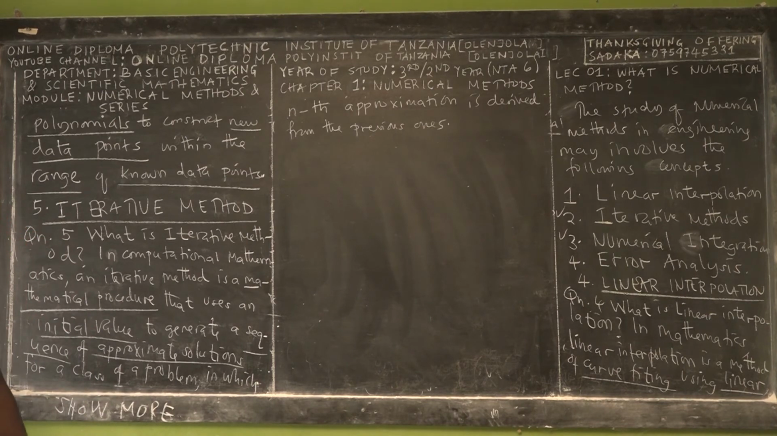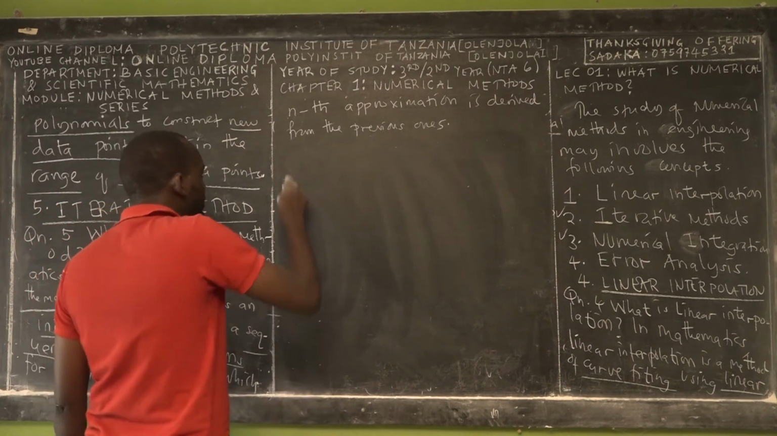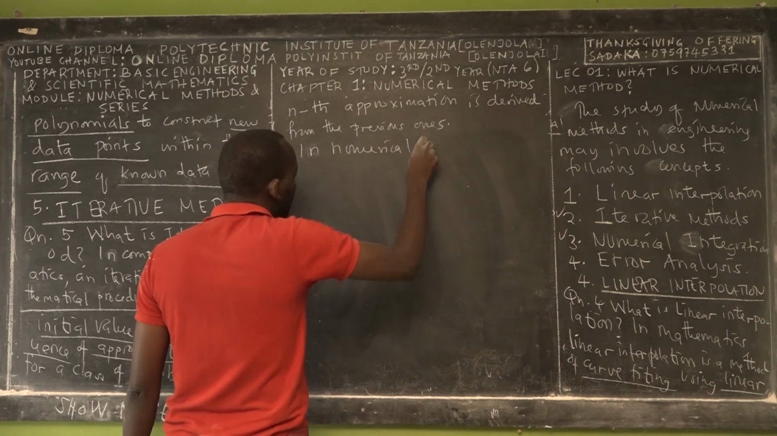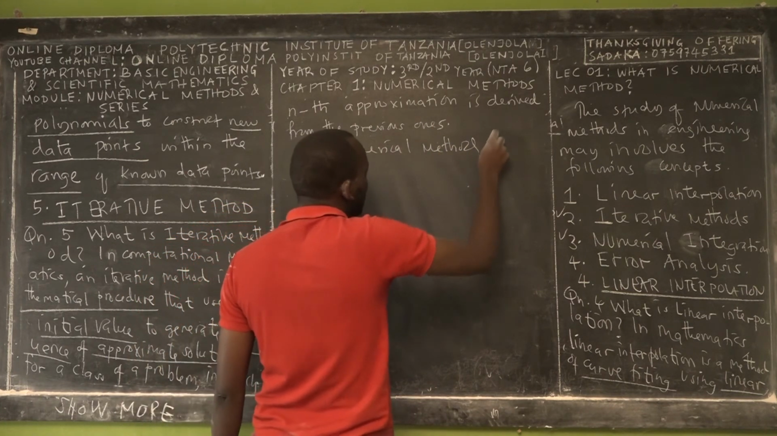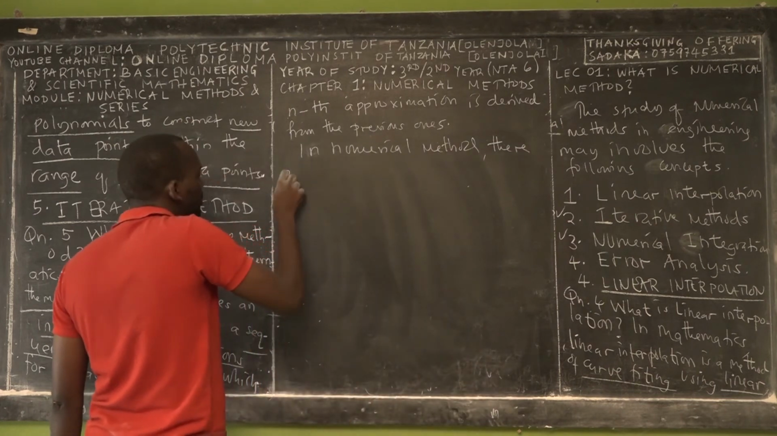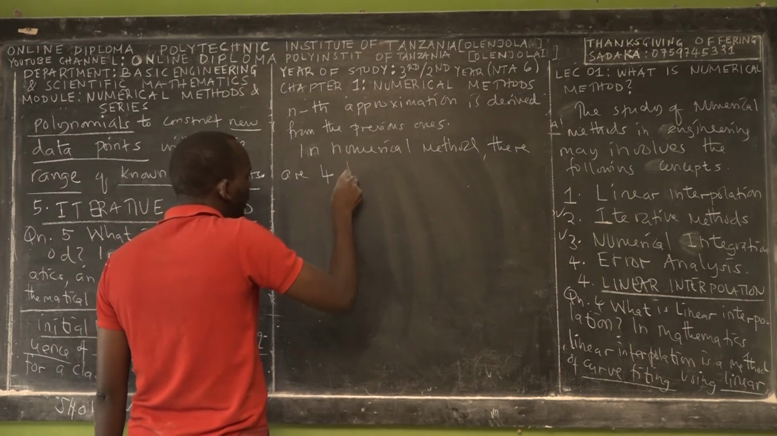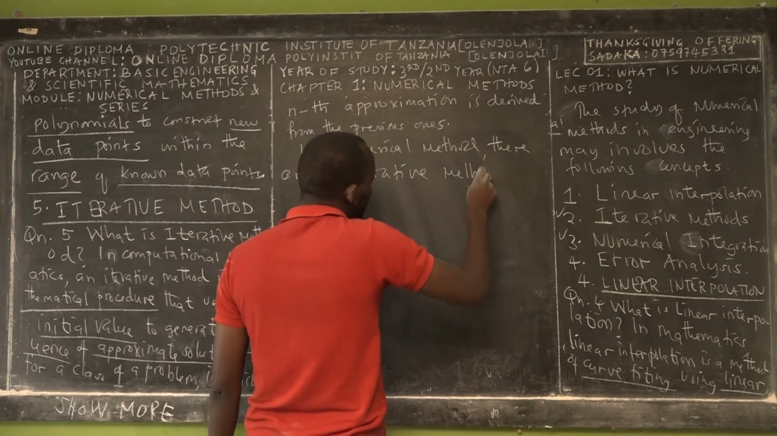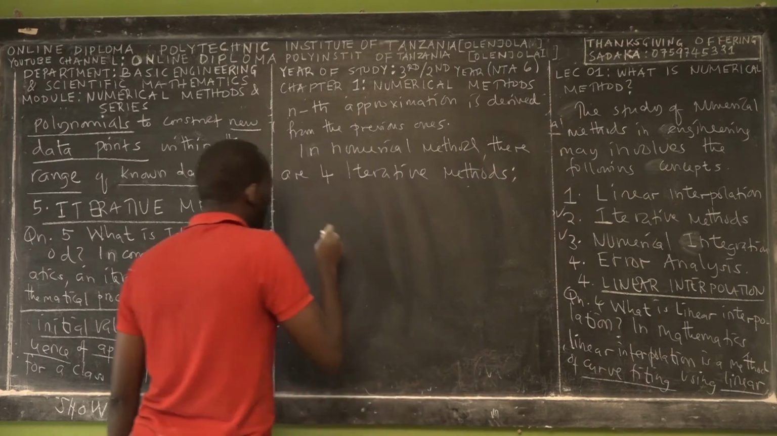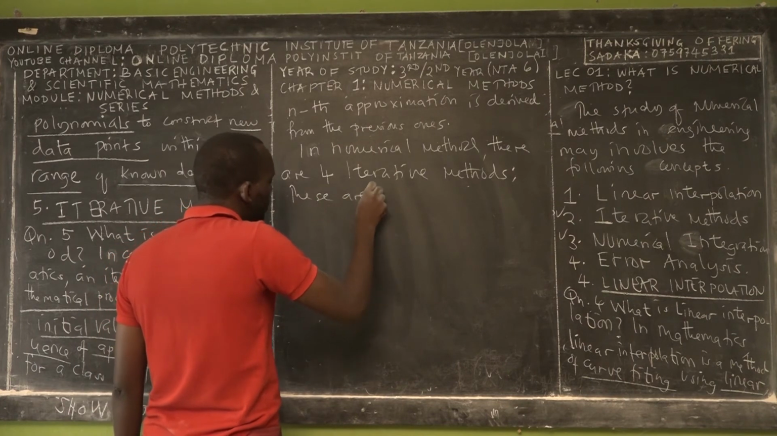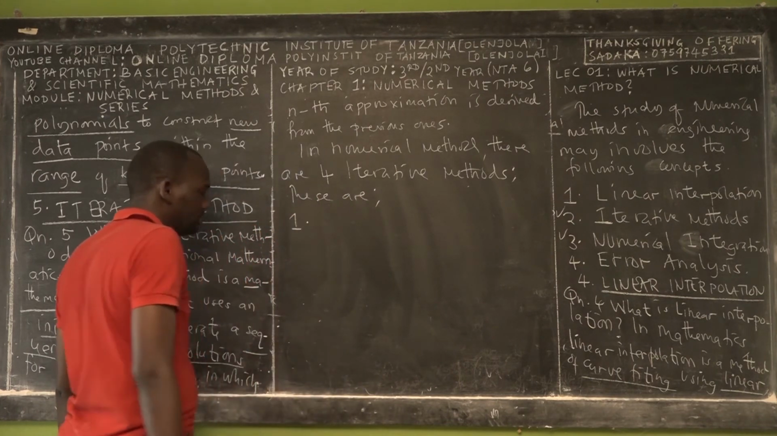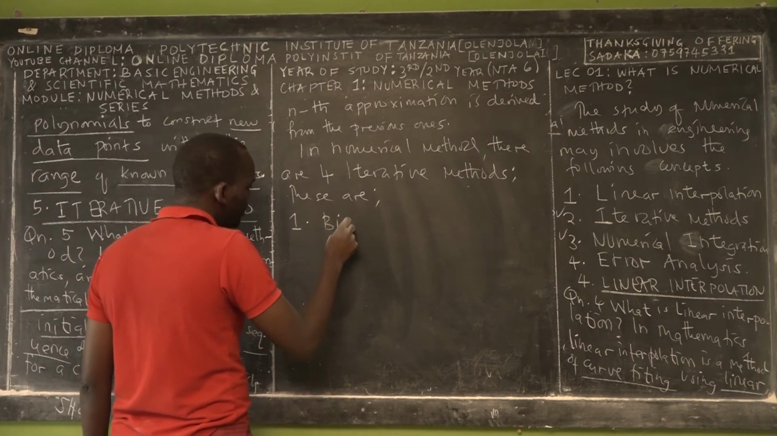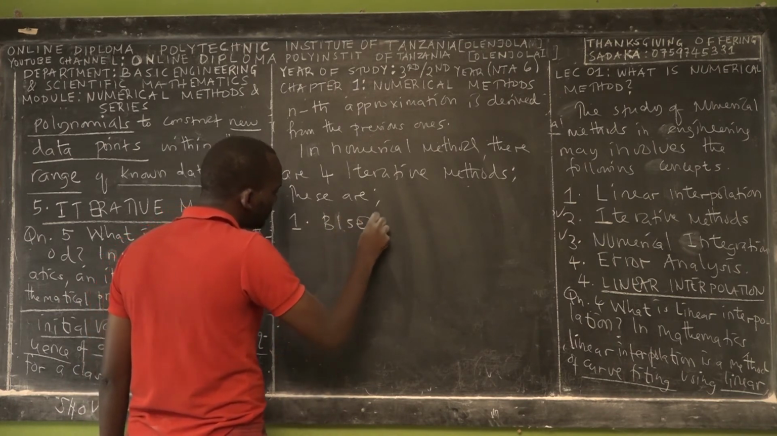So iterative methods include, in numerical methods, there are four basic iterative methods. The first one we call the bisection method, which you enjoy.